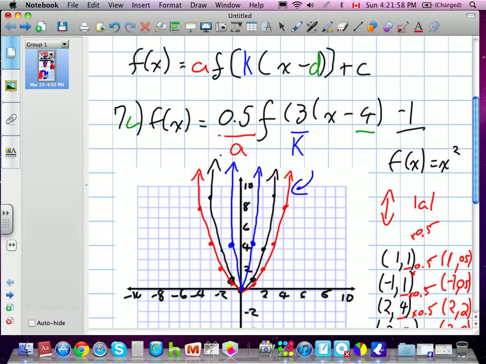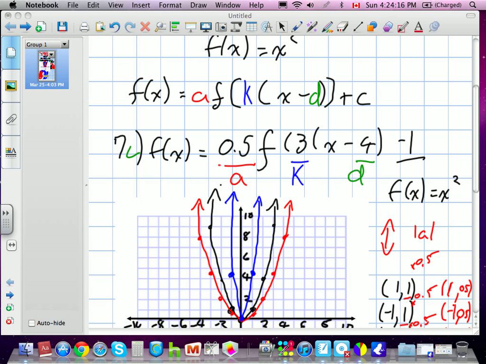Okay? What I want you to look at is our d value. Okay? So when you're graphing, the next two are a little easier once you do the compressions and the stretches. D. Now, we talked about this the other day. Technically, that number in there is -4 because our parent function is x subtract whatever d is. So if d was -4, oh, sorry, it was +4. When we plug positive 4 in, we get x minus 4.